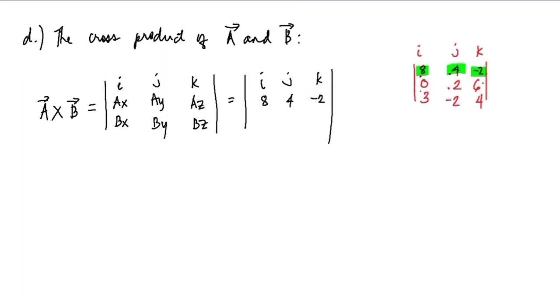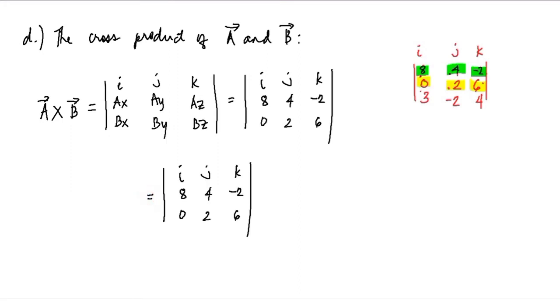And for the vector B, we have 0 for I. We have +2 for J. And we have +6 for K. Now using the idea of the determinant, we have to copy the first and the second column, and that is I 8 0, and we have here J 4 and 2.